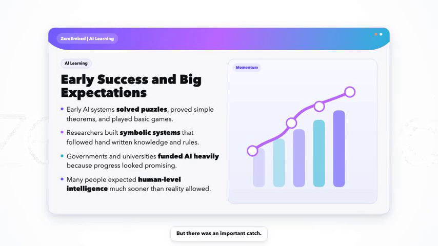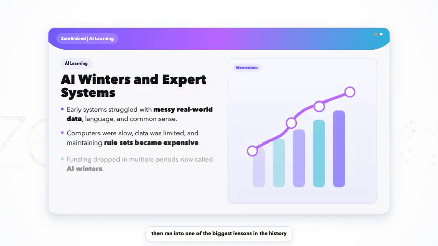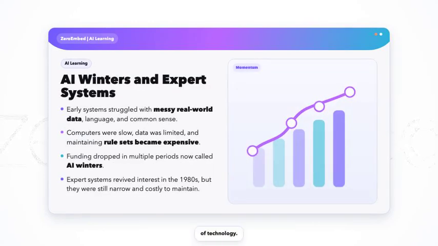But there was an important catch. Most early systems worked only in narrow, simplified environments where the rules were already known. As a result, expectations rose faster than the actual capability of the technology. AI then ran into one of the biggest lessons in the history of technology. It is much easier to build a system that works in a laboratory demo than one that works in the real world. Human language is ambiguous. Everyday situations are full of exceptions. Common sense is hard to encode as a giant list of rules.